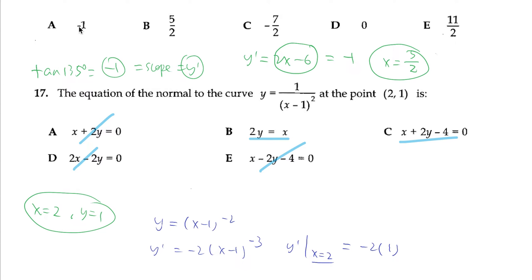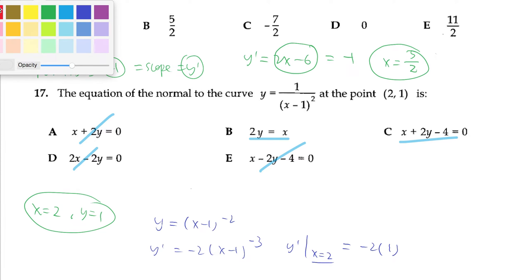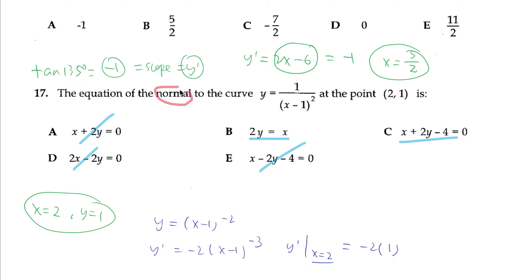Oh yeah, sorry, this is a normal. I thought we were doing the tangent. They're asking you the normal, so the tangent slope is minus 2. For normal and tangent, k1 multiplied by k2 equals minus 1, so the normal slope would just be the negative reciprocal. 1 over minus 2, that's negative a half, so the negative reciprocal is a positive half. So the slope equals a positive half and it goes through the point 2, 1, and it will just be b.